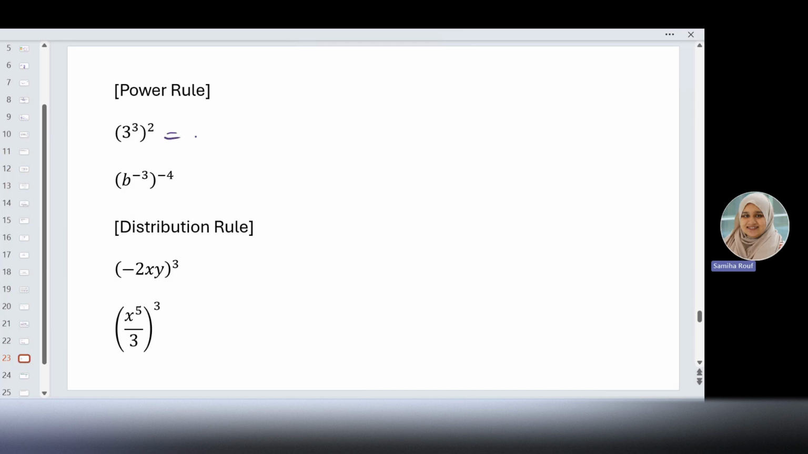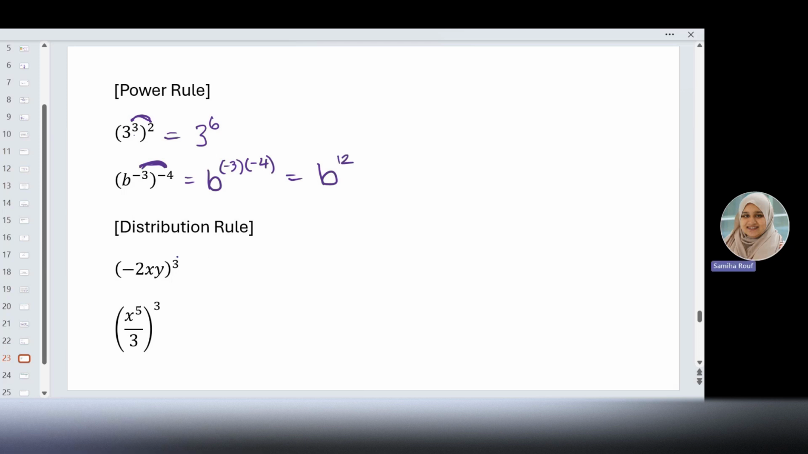Now let's apply the power rule. The power rule says you can multiply these powers because you have an inner power and an outer power. So 3 times 2 gives us 3 to the power 6. Here, we have this inner power. The inner power is negative 3 multiplied by negative 4. So that gives us 12, positive 12.